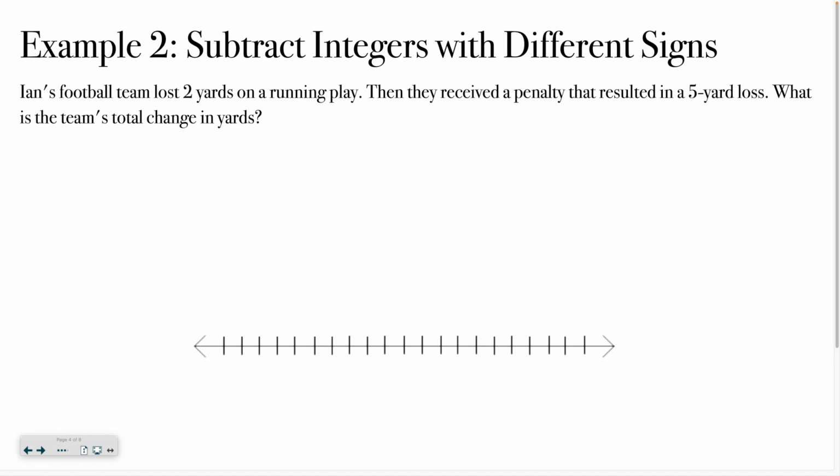Ian's football team lost 2 yards on a running play. So right away, I'm just going to jot down that loss of 2 yards, and I represent that with a -2. Okay, so Ian's football team lost 2 yards on a running play. Then they received a penalty that resulted in a 5-yard loss. So a 5-yard loss would be represented with a -5, right? What is the team's total change in yards?